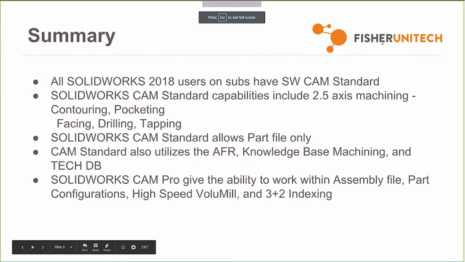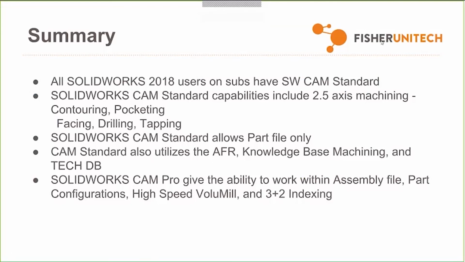All right, just to wrap up everything that we just went over and summarize it down into a few quick points: all SOLIDWORKS 2018 users currently on subscription have SOLIDWORKS CAM Standard. So anything that you've seen in the first demonstration, you guys running SOLIDWORKS 2018 have those capabilities already. I encourage you, if you're on 2018, go back and start utilizing the software. The SOLIDWORKS CAM Standard capabilities include 2.5 axis machining: contouring, pocketing, facing, milling, drilling, and tapping. SOLIDWORKS CAM Standard only allows part files, so an SLDPRT file only.